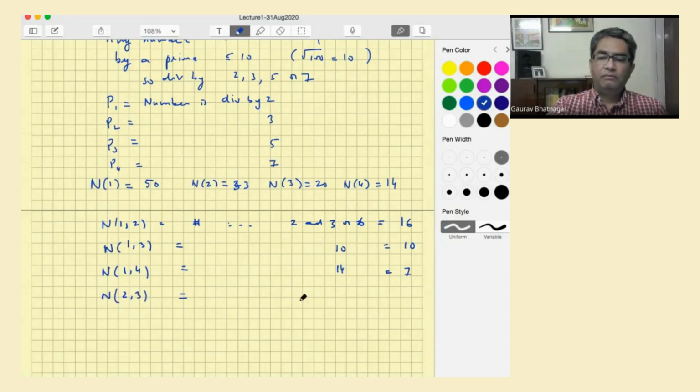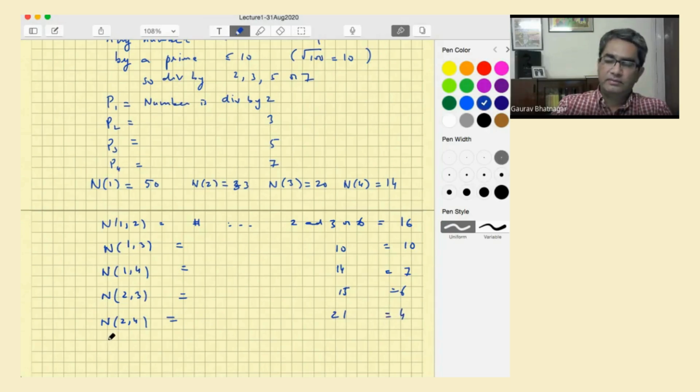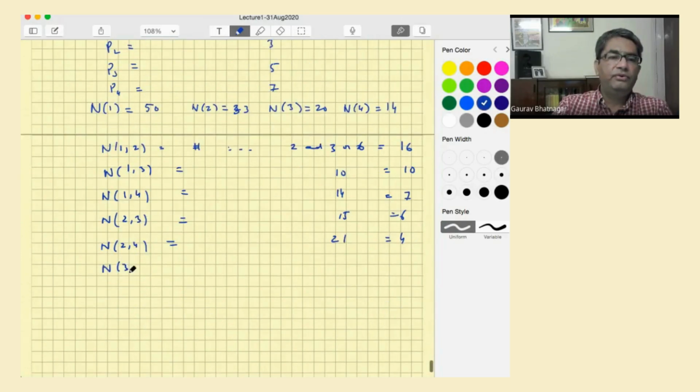N23, divisible by 15. That's 6. N24, divisible by 21. That's 4. Then we have N34, divisible by 35. So that's 2. So, how many are these, all these up till here? 26, 32, 39, 41, 45.